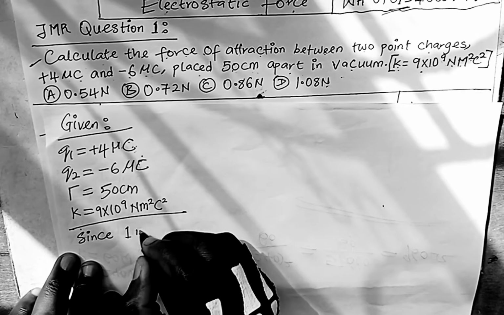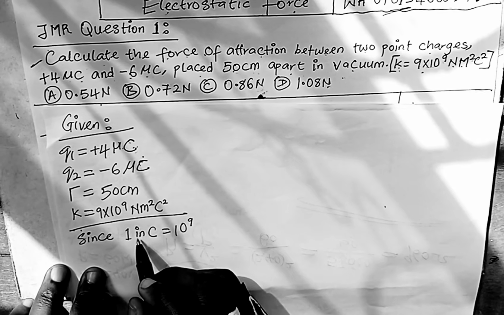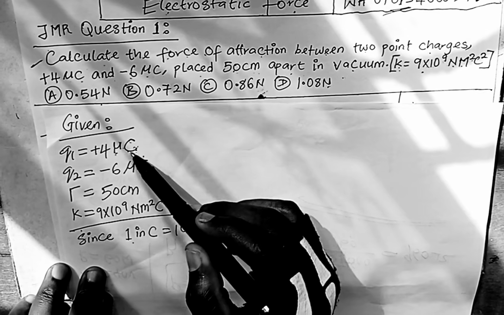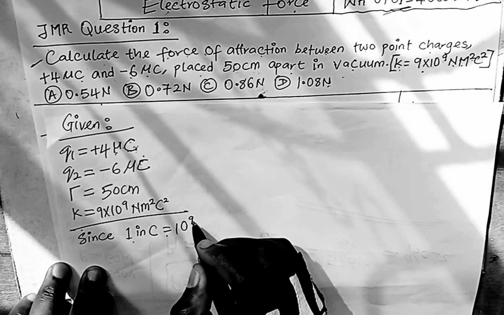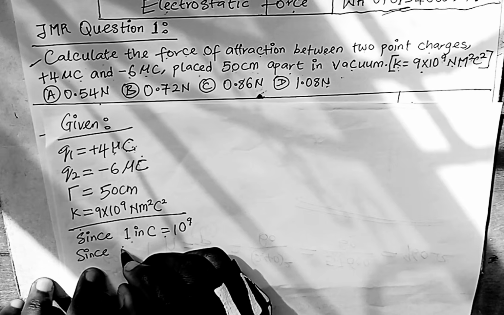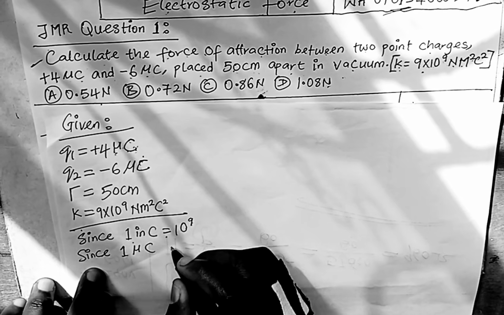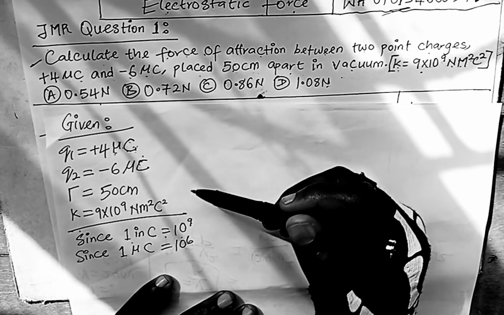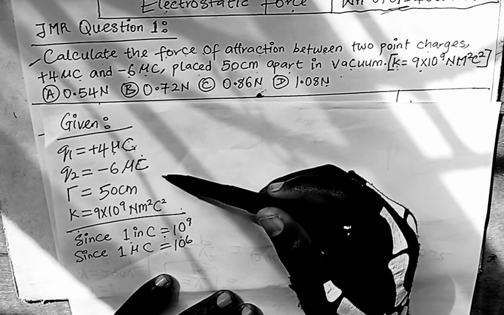Since 1 nanocoulomb is equal to 10 raised to power minus 9 coulomb, they can give you 1 nanocoulomb instead of microcoulomb, depending on what they give you. And also 1 microcoulomb is equal to 10 raised to power 6, that's 1 million. So this will now enable us to convert all the stuff we have here.